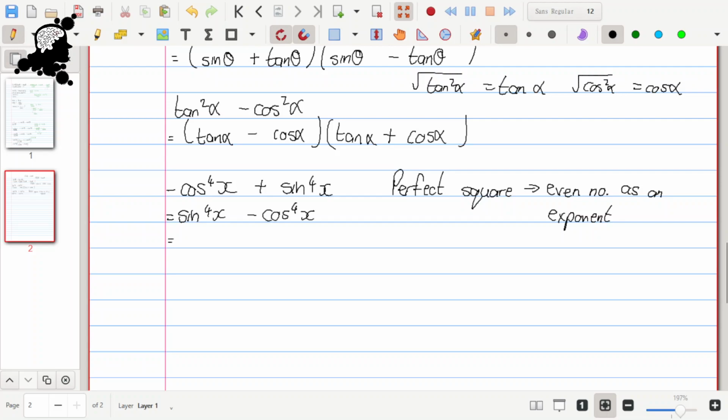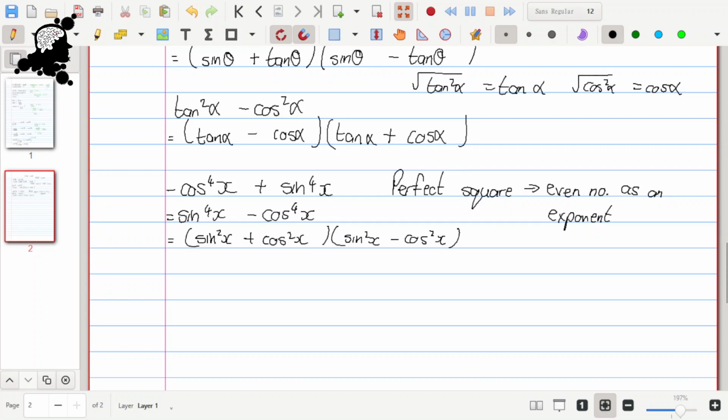Now, this is a difference of 2 squares. Let's open our set of brackets like that. To get the first term, I'm going to say square root of sine to the power 4x. That's going to give me sine squared x plus, oops, let me put a sine squared x in here as well, minus. Now, the square root of cos to the power 4x, that's just going to give me cos squared x and cos squared x.